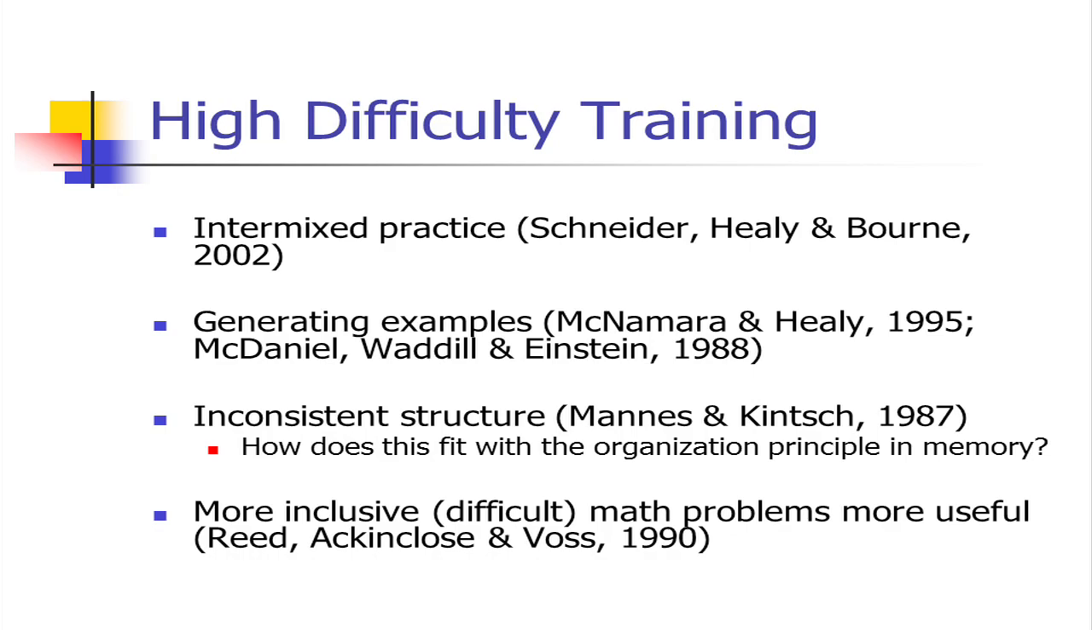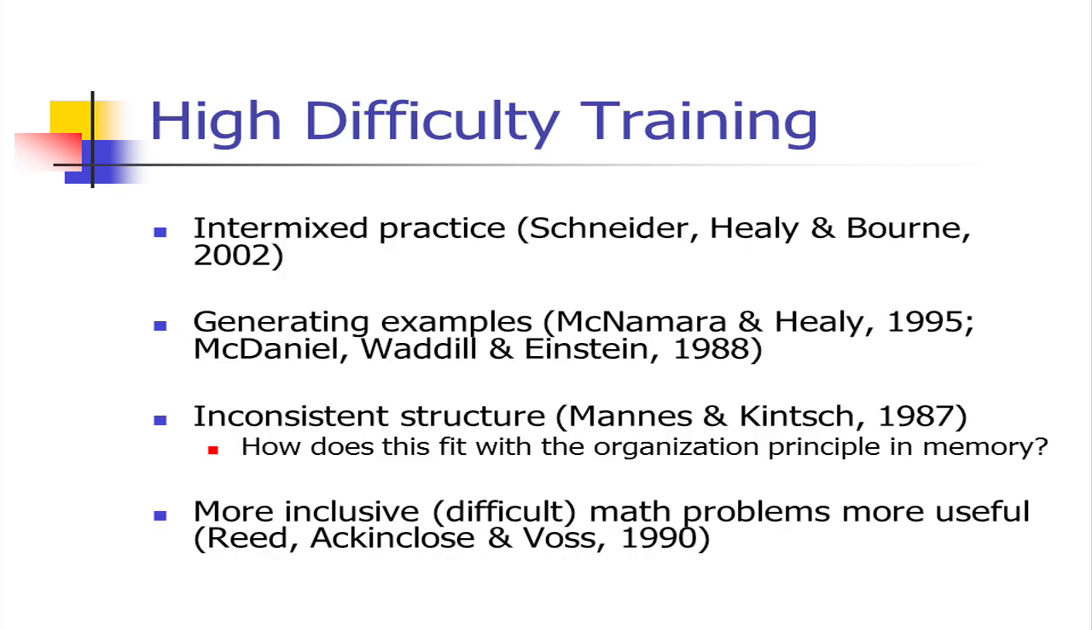Generating examples is also helpful, right? This is more effortful on your part if you have to come up with the example, but then you're also more likely to learn it and remember it. Having an inconsistent structure is also better. Imagine something is given to you chronologically, so in the order that it happened. Then you're asked questions based on the topic, not on the order in which it happened, but based on similar topics. So this structure is inconsistent with how you learned the information. It turns out that by having that inconsistent structure, you're actually going to learn the information better.